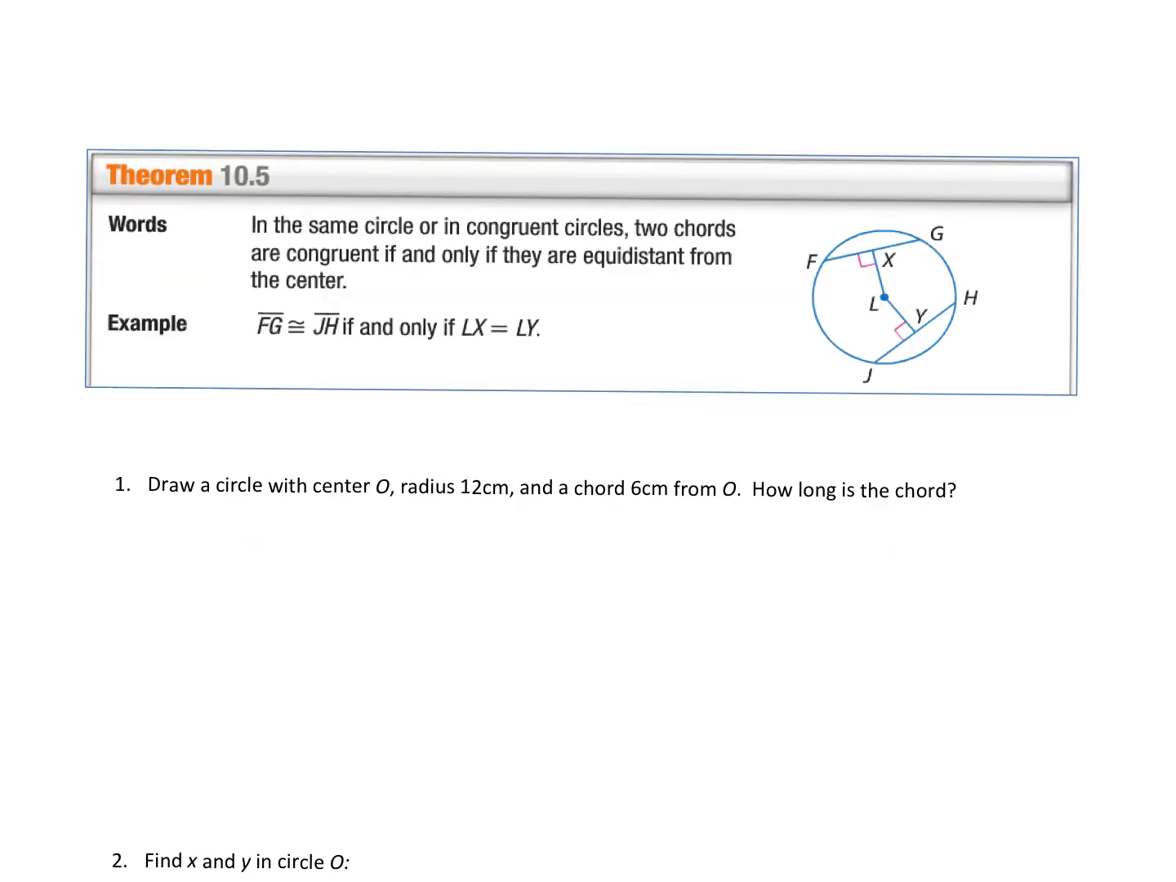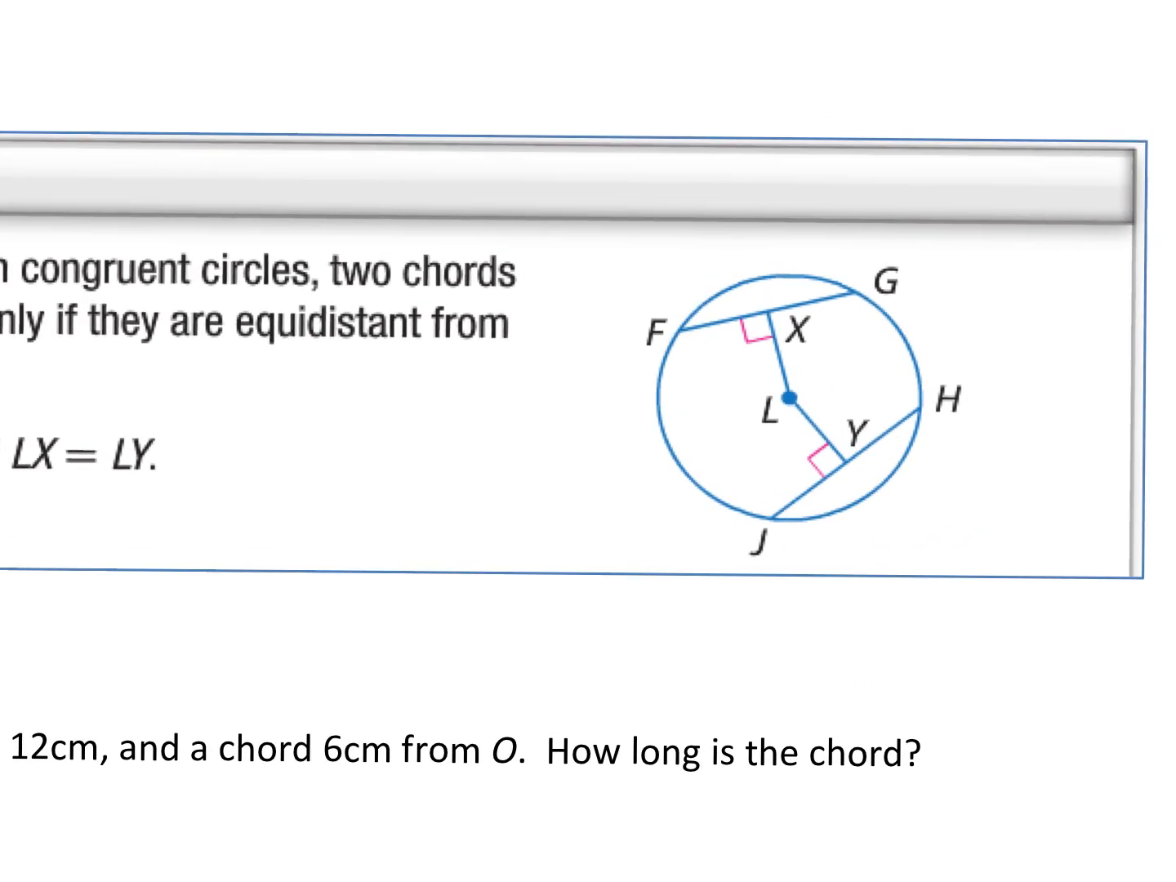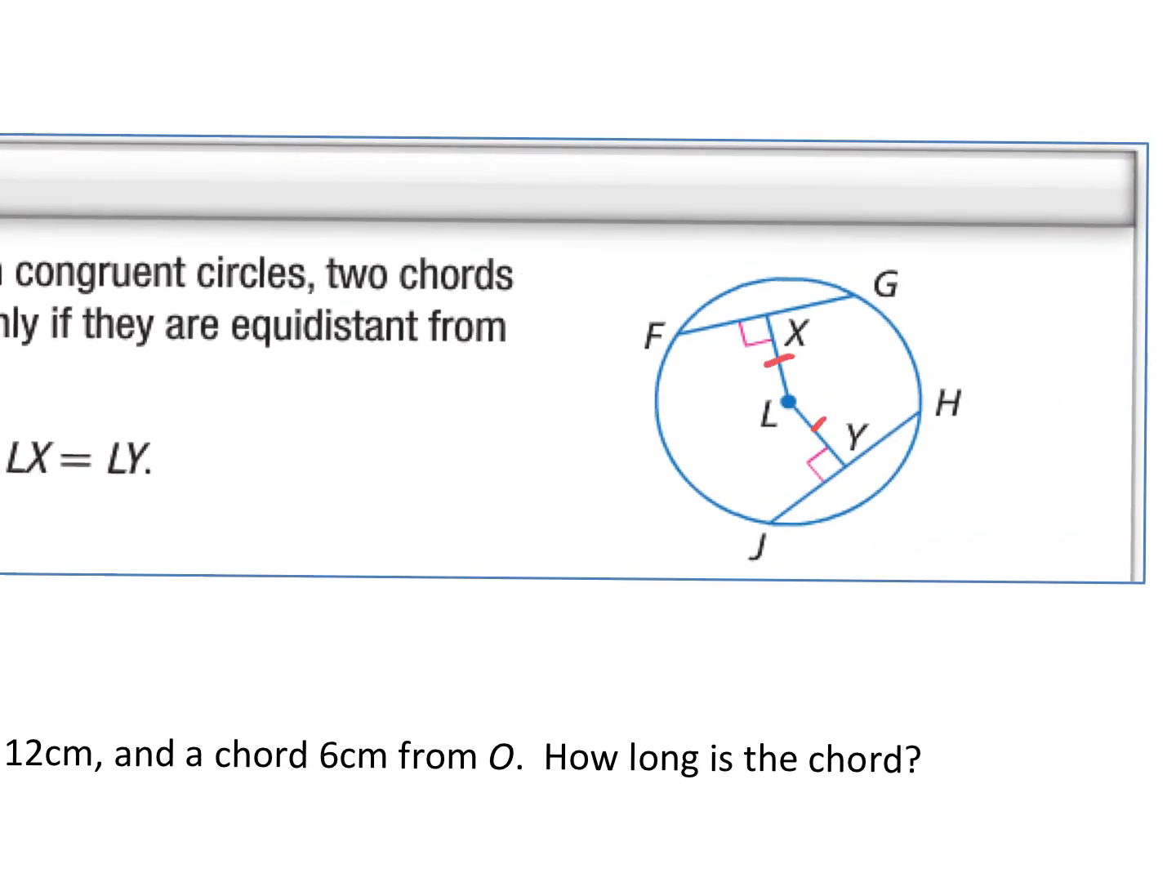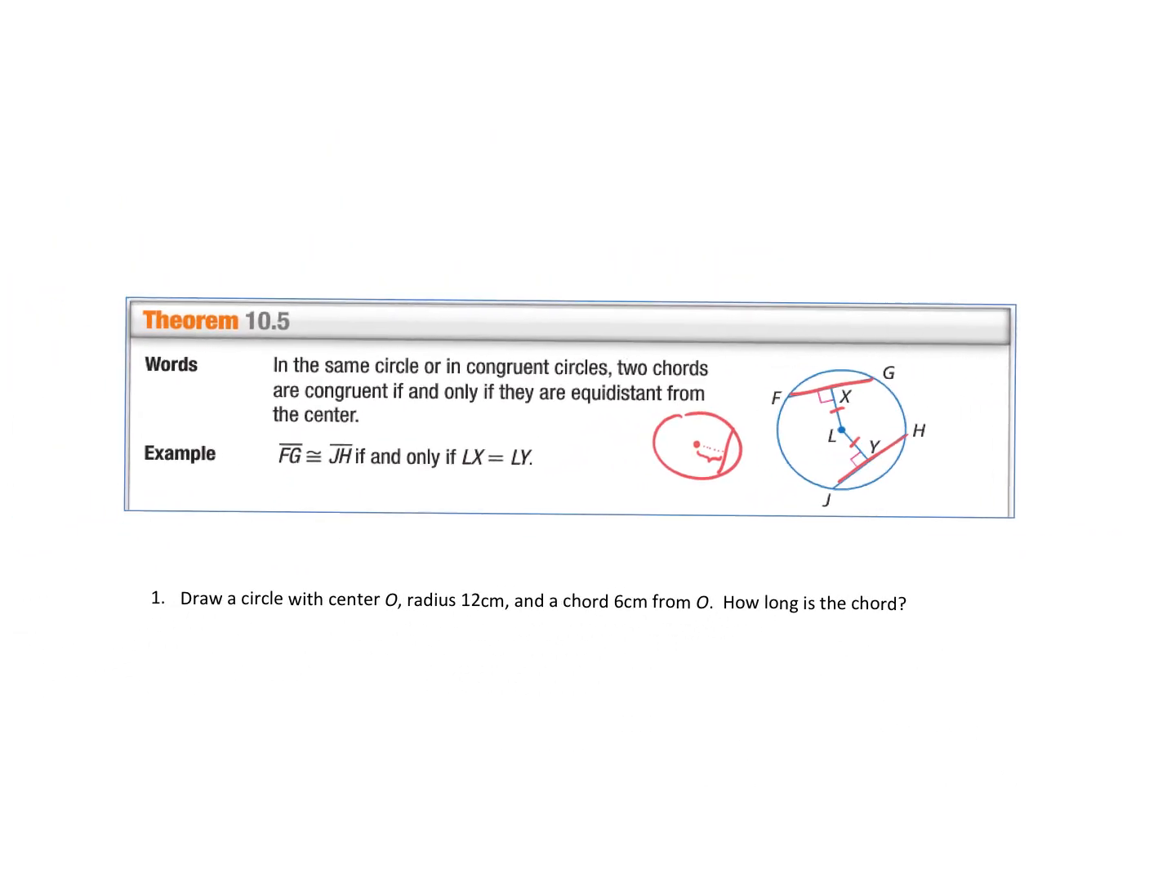We'll apply some of these today and in class in the warm-up stuff. In the same circle or congruent circles, two chords are congruent if and only if they are equidistant from the center. So if you've got a chord, you're trying to measure how far that chord is from the center. That's measured in terms of this. So if you've got two chords that are pushed into the circle the same amount away from the center, then this has to be congruent to this. Again, in the same circle or in congruent circles.